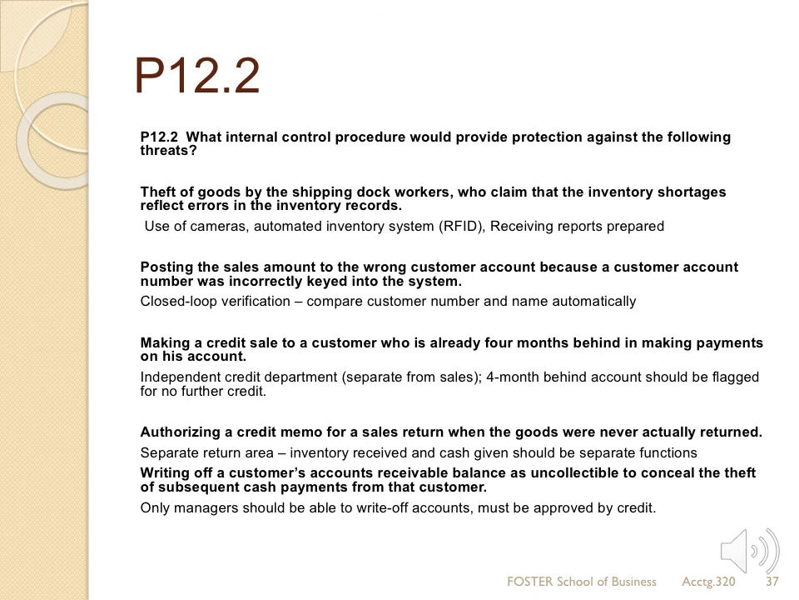All right. Authorizing a credit memo for a sales return when the goods were never actually returned. We want to separate the return area. We have inventory and cash separate: one person is in charge of inventory, one person is in charge of cash. We don't want someone in charge of both, because then we can have a fraudulent sales return. Writing off a customer's accounts receivable balance as uncollectible to conceal the theft of a subsequent cash payment from that customer: only managers should be able to approve write-offs of accounts, and they must be approved by the credit area.